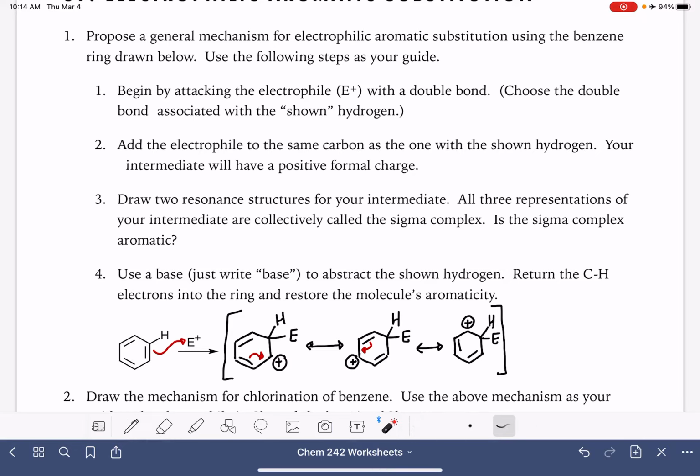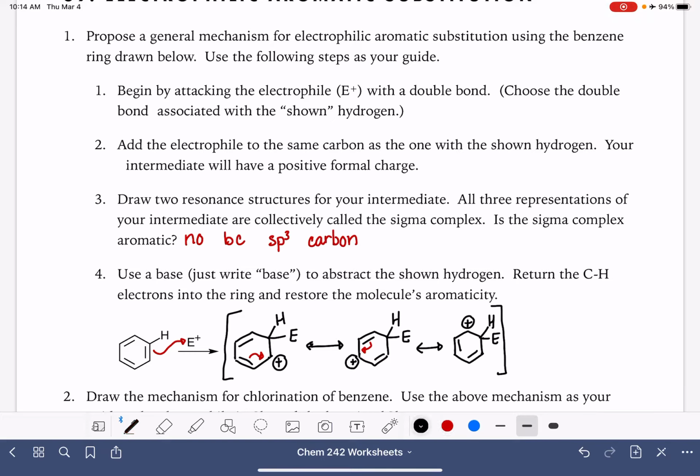And now, answering the question, is the sigma complex aromatic? The sigma complex is not aromatic. It is violating the structural criteria for aromaticity because it has that sp3 hybrid carbon. So we'll say no because there is an sp3 carbon in the ring at this moment.